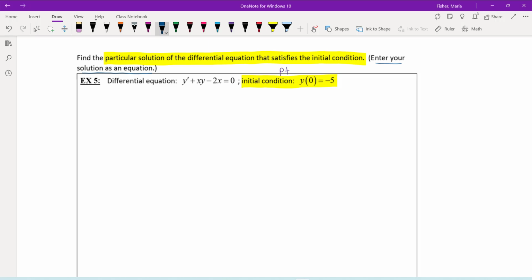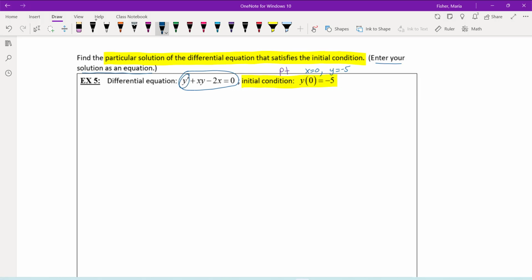For number 5, we have that our differential equation is y prime plus xy minus 2x is equal to 0, and our initial condition is y of 0 equals negative 5. This says when x is equal to 0, y is equal to negative 5. Again, that's the point that we're going to use to solve for c. This is our differential equation, so we're going to just separate variables and solve that differential equation.